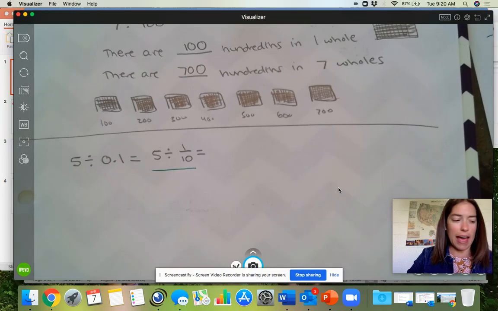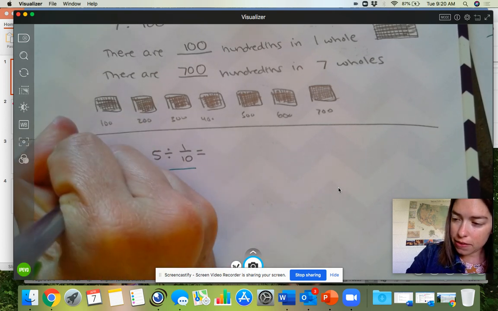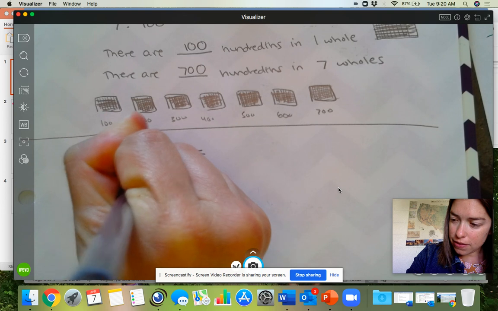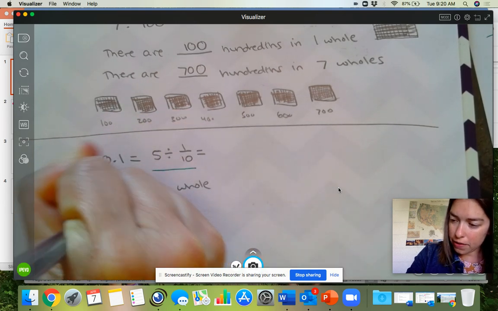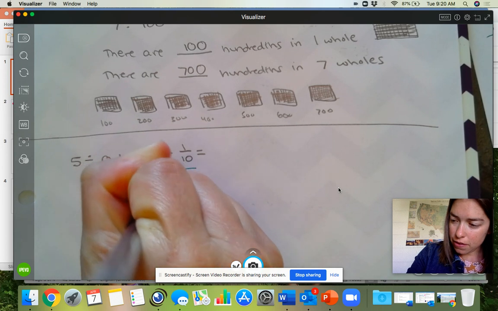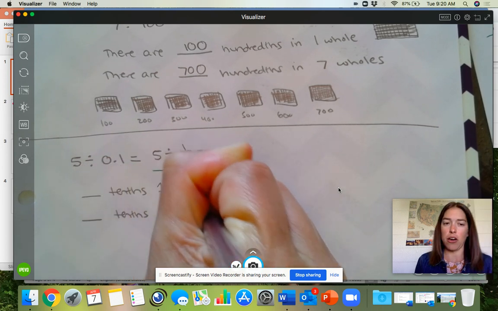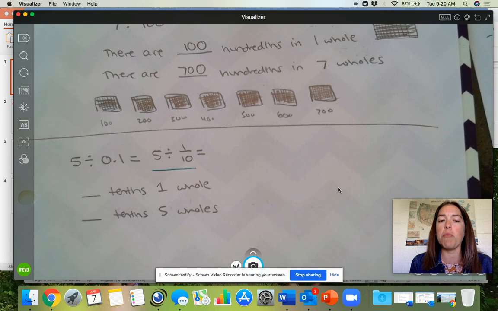To write this out, you can just write blank tenths, 1 whole, blank tenths, 5 wholes. And go ahead and fill them in. How many tenths in 1 whole should start to become so fast and automatic. How many tenths in 1 whole? 10 tenths in 1 whole.